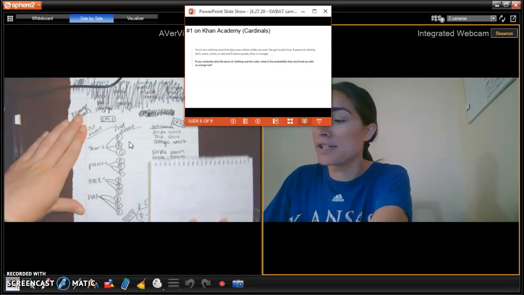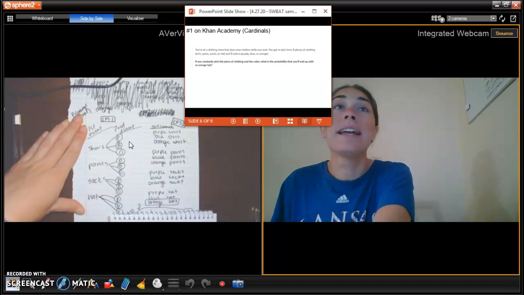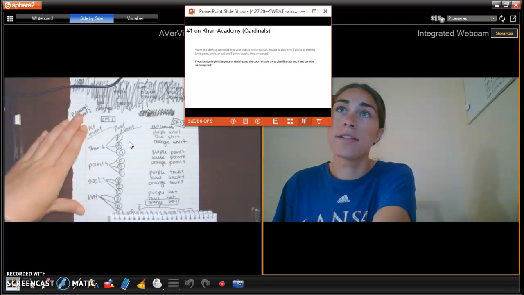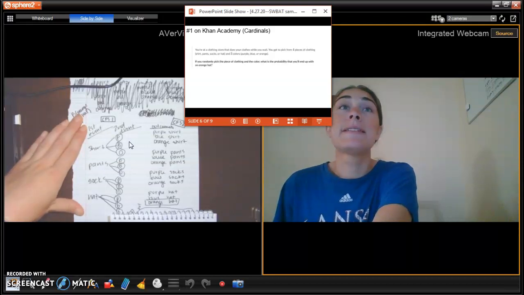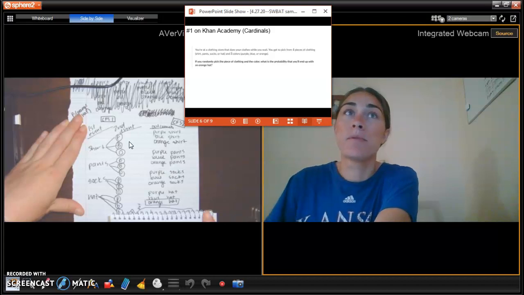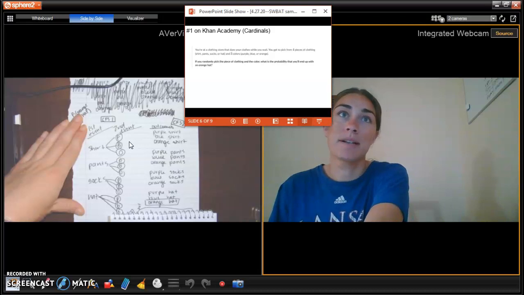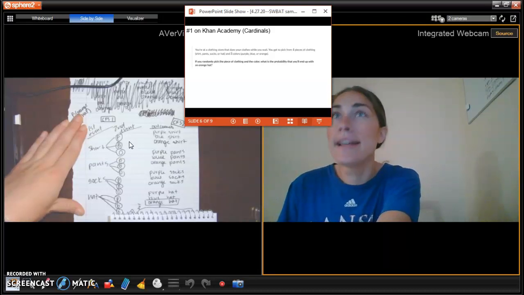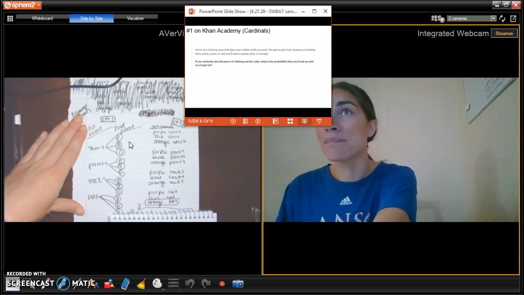Moving on to criteria for success number 2, writing out my sample space. Now, sample space is not a value. A lot of you on your exit ticket last week said that sample space was 5. Sample space is actually a list. So purple shirt, blue shirt, orange shirt, purple pants, blue pants, orange pants, purple socks, blue socks, orange socks, purple hat, blue hat, orange hat. That is the sample space in this problem, okay?